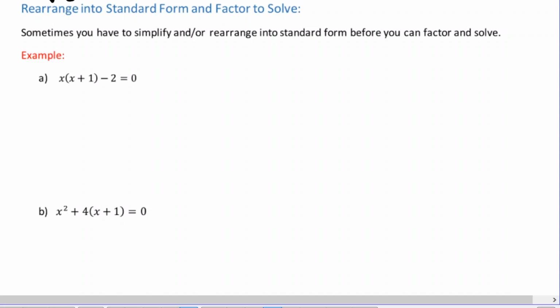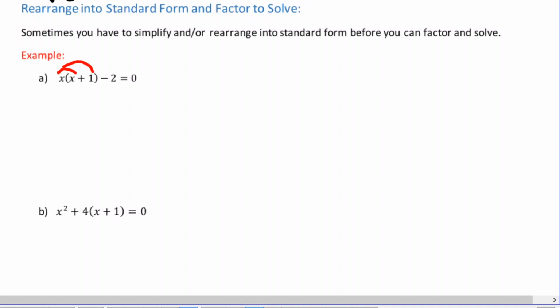Last thing we're going to look at is sometimes you have to simplify or rearrange first into standard form before you can factor. So it might involve expanding out some brackets that are already there and then combining like terms. Right. A, this almost looks like it's in factored form, but we actually have two separate terms. And I can only have terms inside my brackets, not outside, if I want to use that zero product property. So I'm going to expand first.